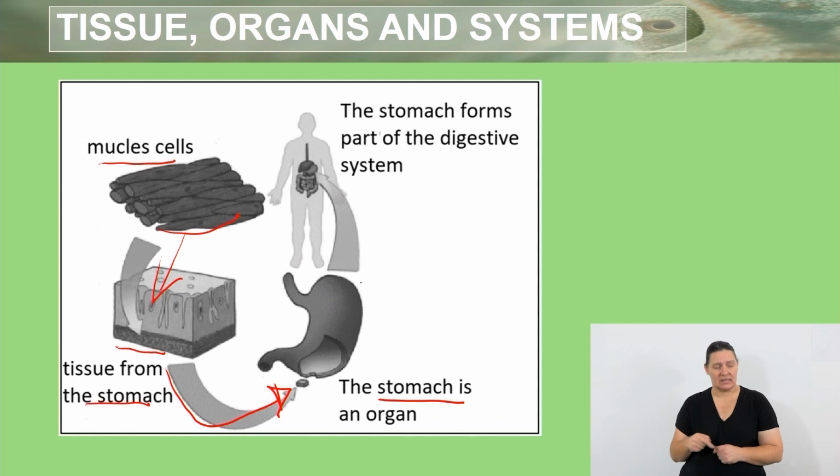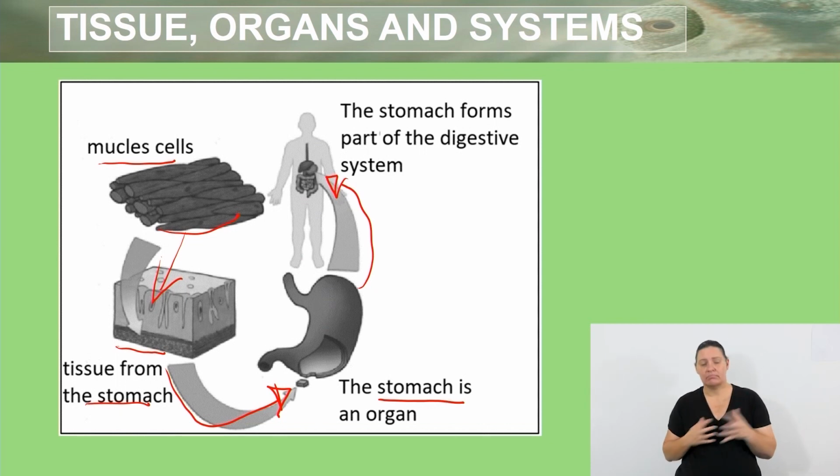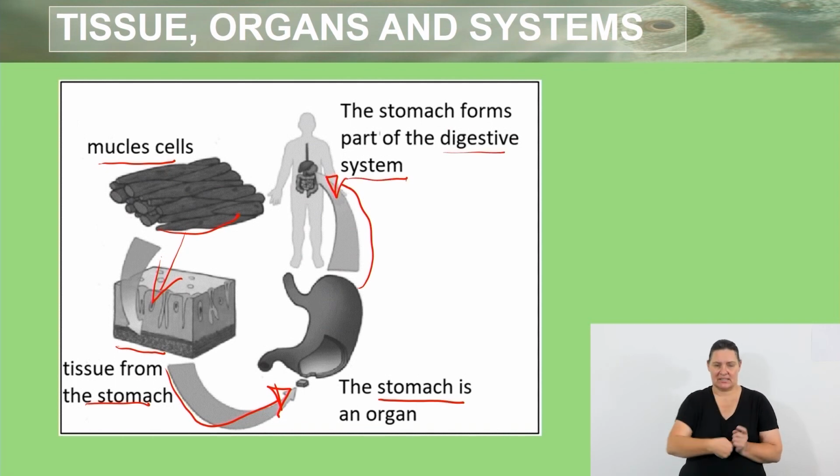And now this stomach grouped together with other organs like the brain, like your heart, your lungs, and everything else, then they will form part of the body systems in your body as an organism, and that is how we end up with a whole human being. So here they say the stomach forms part of the digestive system and other systems in the body, forming an organism. So that is what we were explaining.